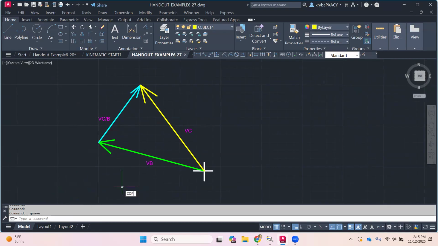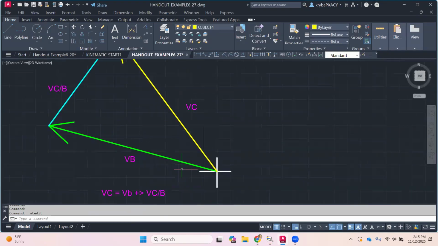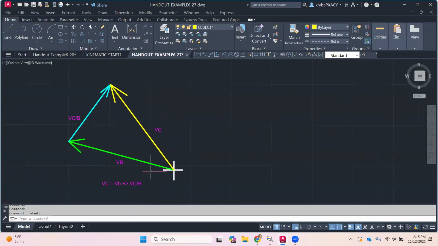Now, before I go too far, I don't want to forget, I do need to put my vector equation in place here. So I'm going to put that right down here. I'm going to extend this out, and it's going to be VC is equal to VB plus, vectorially, VC relative to B. Just make sure you show that diagram that way for official.